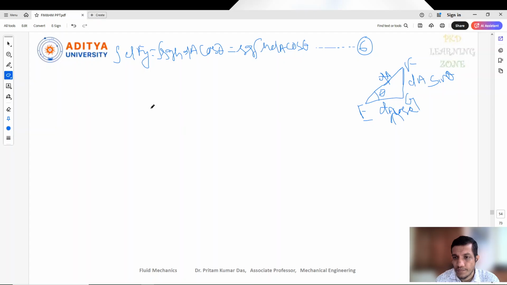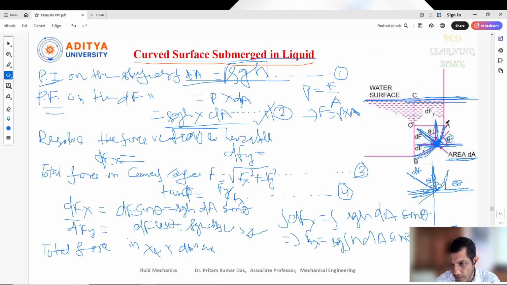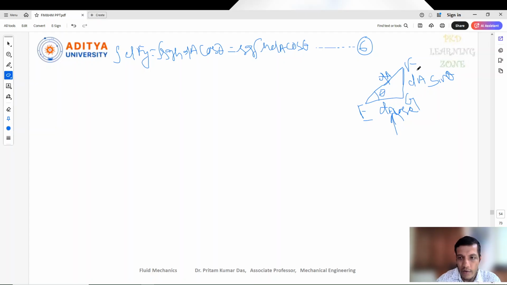This triangle we actually got from here only. That's why I've taken it outside and drawn this one. Now if we see the triangle EFG, from this triangle EFG we can write EF equal to dA, and similarly we can write FG.